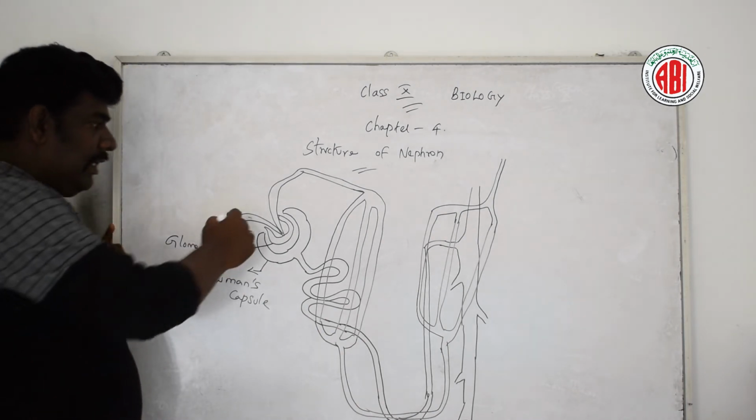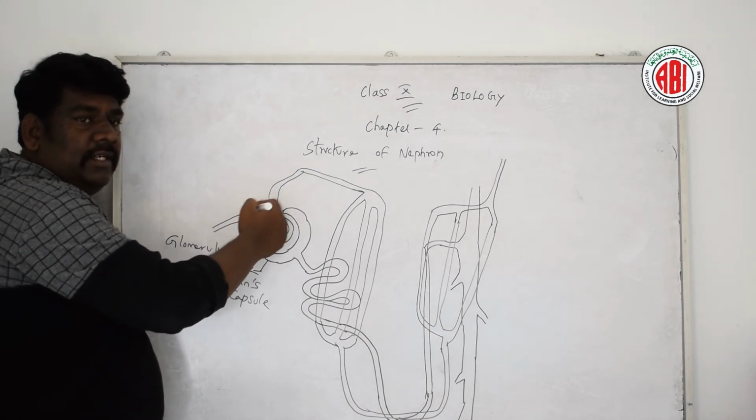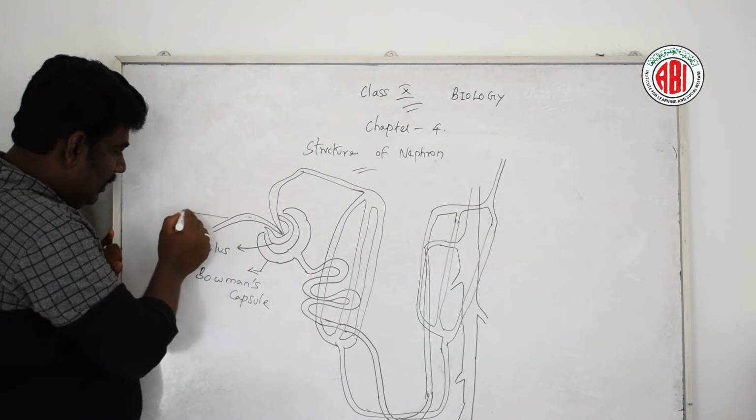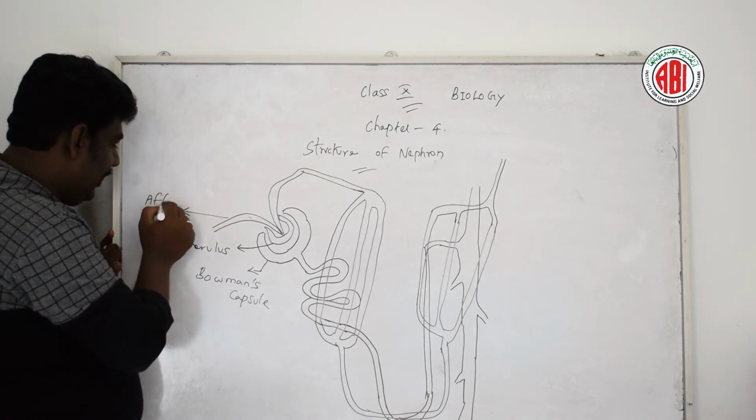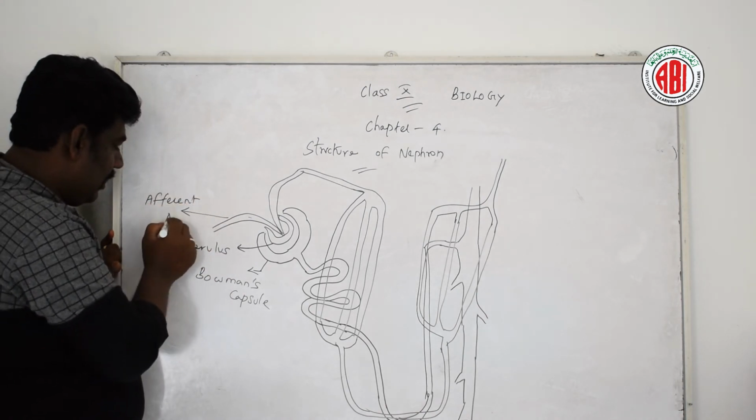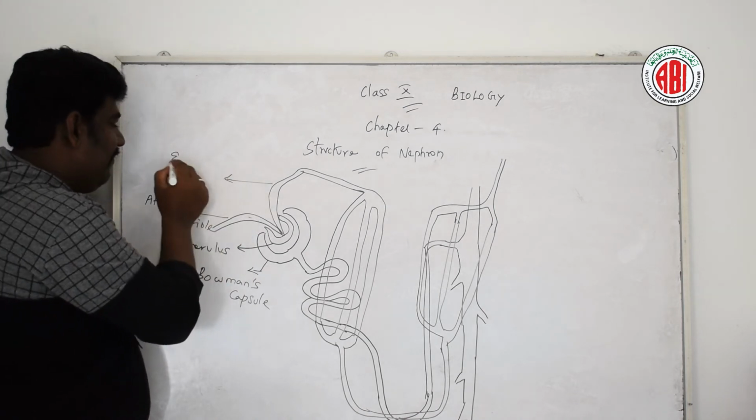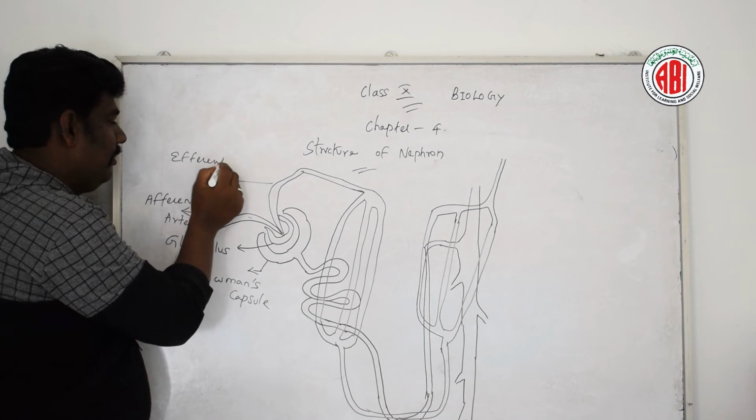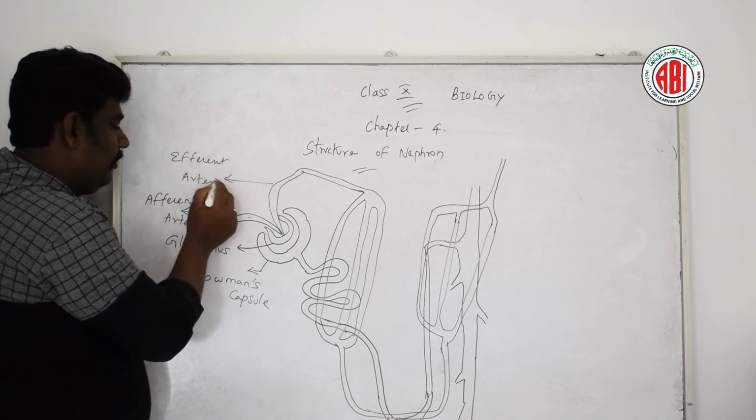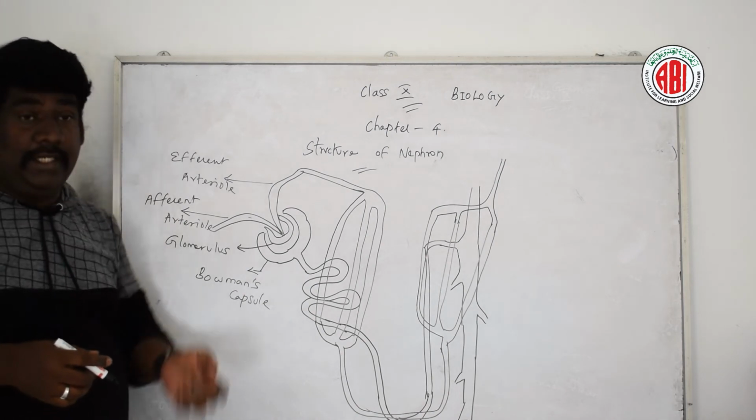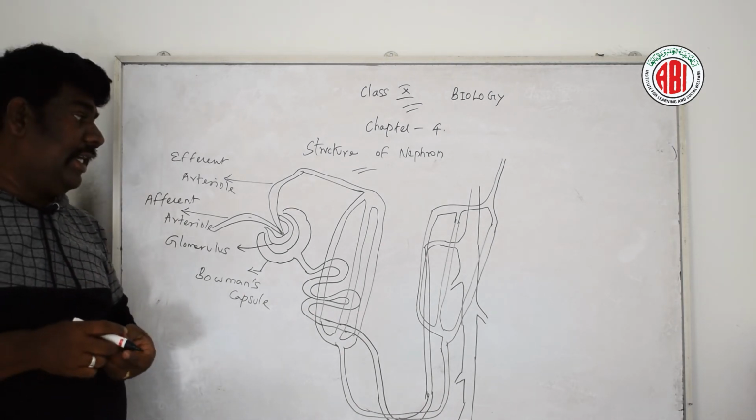And there are two different arterioles, you know, the blood vessels. This particular one is called afferent arteriole, and this is called efferent arteriole. Afferent arteriole and efferent arteriole, supplying blood and involved in the ultrafiltration.